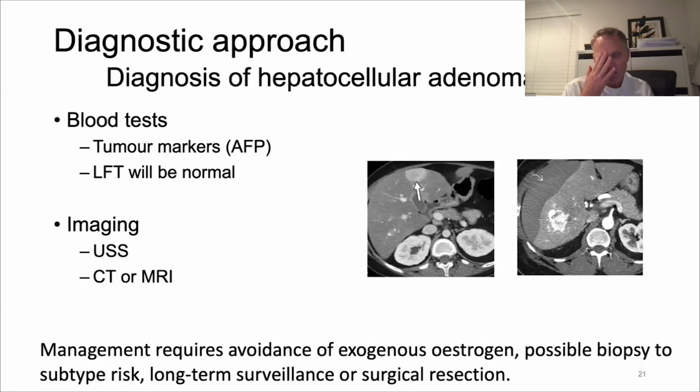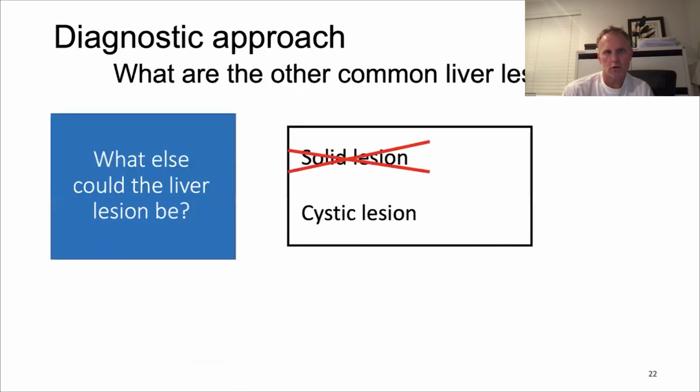So the treatment in the vast majority of these patients is ongoing surveillance, avoidance of exogenous estrogen. Nowadays, particularly in females, we are biopsying them more commonly. Why? Because we can subtype them and determine whether they need treatment or not. Any hepatic adenoma in a male, however, does require surgical resection.